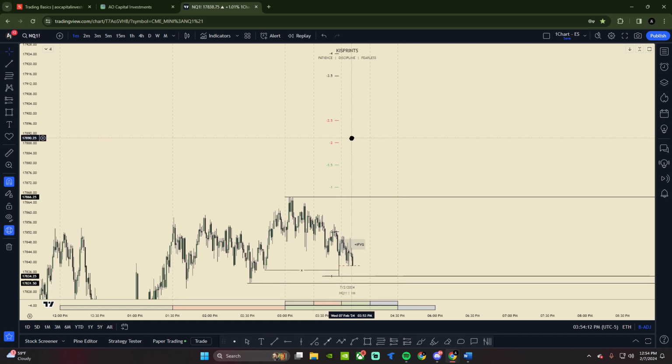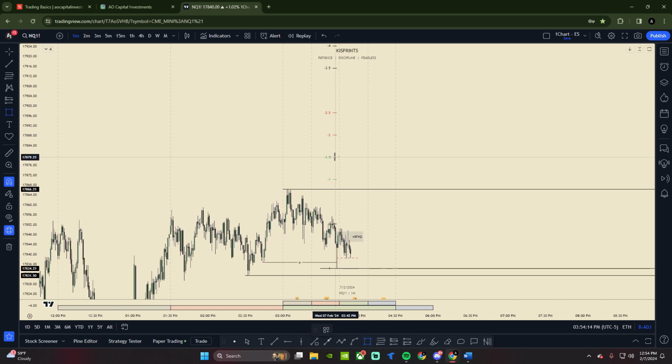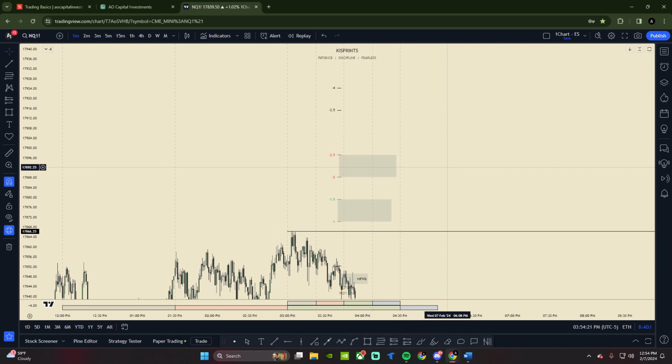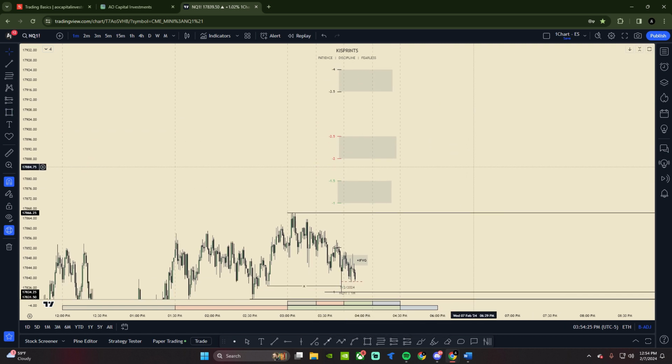to the 4. Now, what do each of these mean? Don't look at them as levels, look at them as zones. We have 1 to the 1.5 as one zone, 2 to the 2.5 as another zone, and the fourth standard deviation with the 3.5 being the last zone.